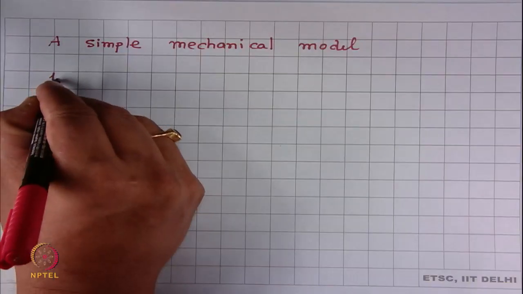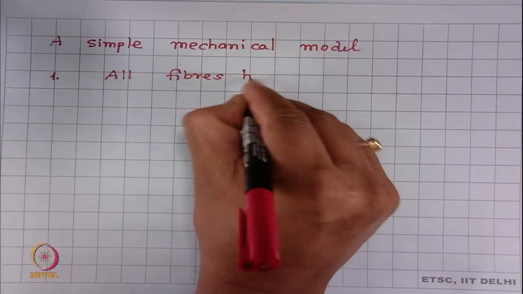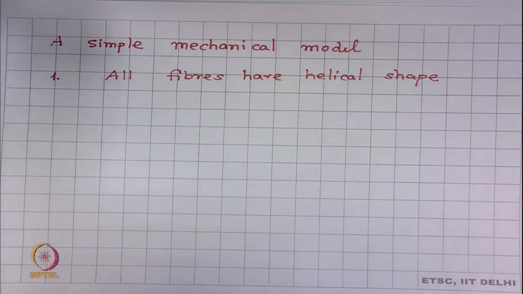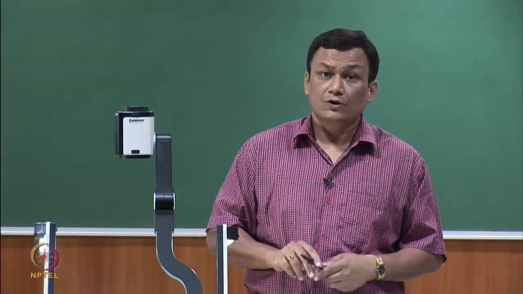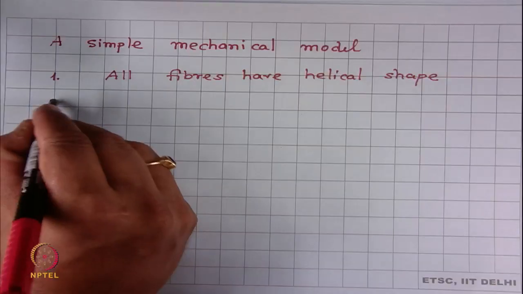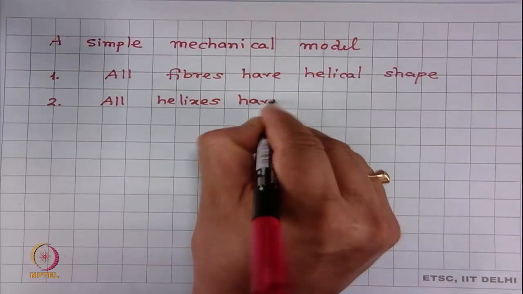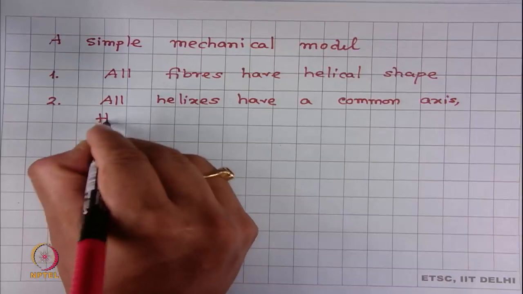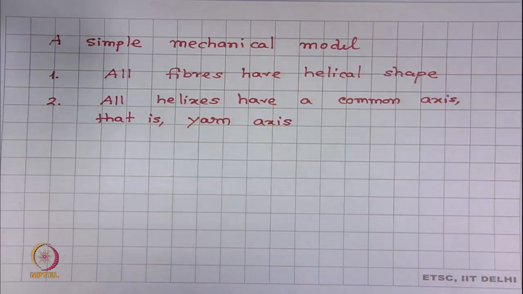First assumption, all fibers have helical shape. So, yarn consists of many fibers, and inside the yarn, the fibers follow a helical pattern, helical shape. All fibers follow a helical pattern. Second assumption, all helixes have a common axis, that is yarn axis. So, all the helixes have a common axis, that is yarn axis.